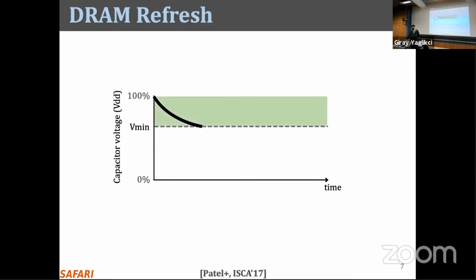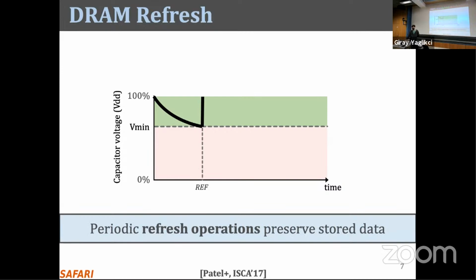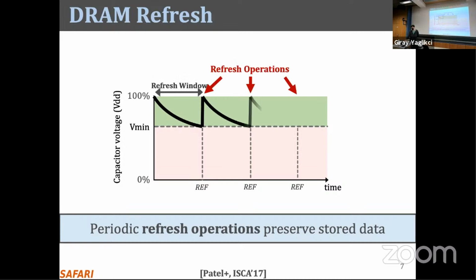But as long as the cell's voltage remains above this line, shown as a green region, we can correctly read the data, and we consider this a retention success. However, if the voltage drops below this Vmin threshold, we cannot correctly read the data back, and we call this a retention failure. In order to prevent retention failures from charge leakage, periodic refresh operations are issued to recharge the capacitor voltage. And the interval between refresh commands is referred to as the refresh window.